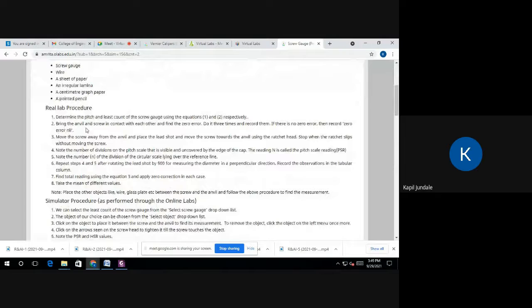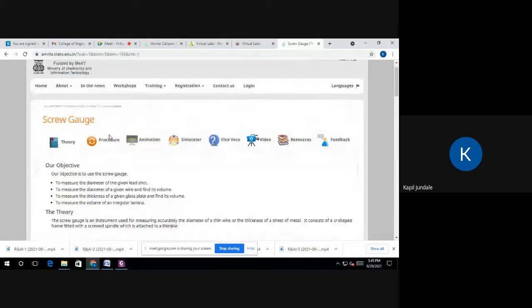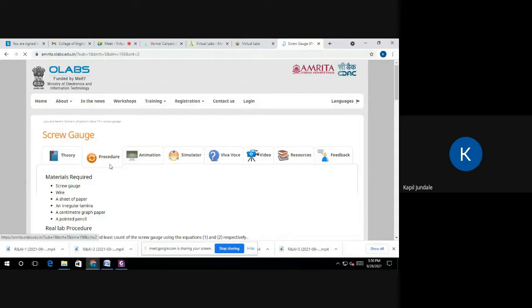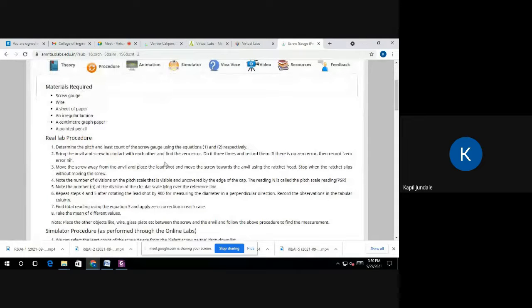Next, bring the anvil and screw in contact with each other. What we are going to do here is you have to touch this anvil and spindle to each other, to find the zero error. If you touch the anvil and spindle and it shows some error between the two, it may be a positive or negative error of that instrument. Do it 3 times and record them. Do it 2-3 times and see whether an error comes.